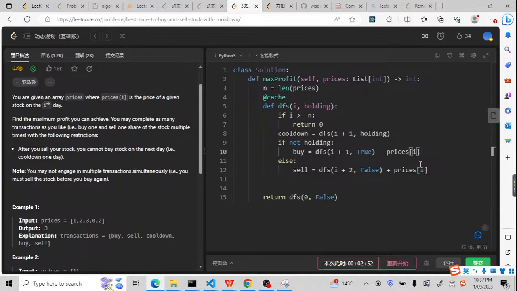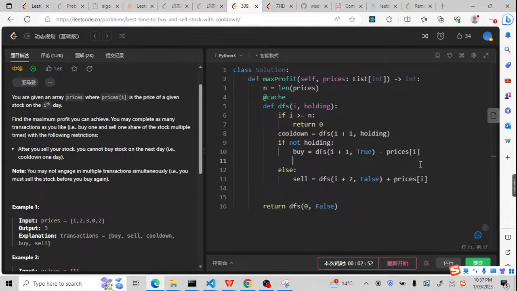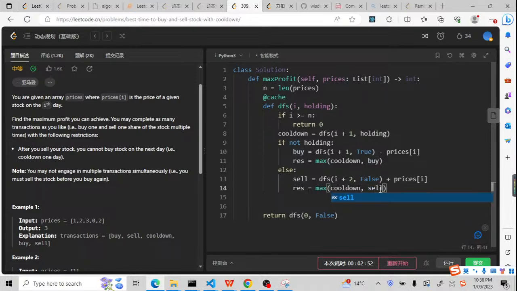But for each day, I need to update my result. If it is in the not holding state, I have to check the maximum of cooldown, so maybe cooldown is the maximum, or maybe buy is the maximum. I don't know. Now, if it is in the sell state, I also need to keep checking if it is cooldown or sell. I need to check the maximum. Finally, I just need to return the result. So this is basically the entire code.